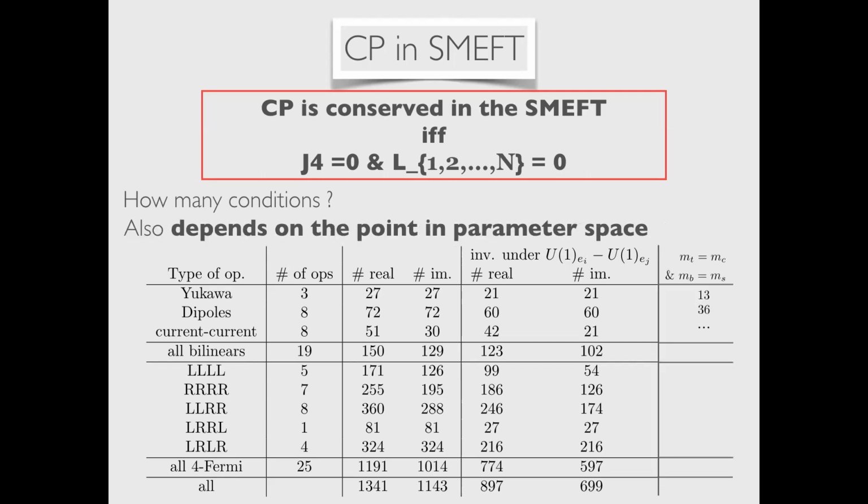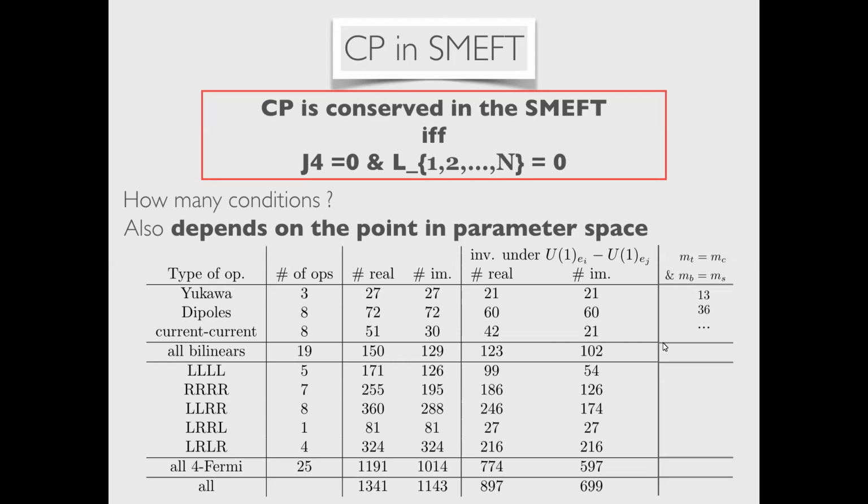And this question of counting physical parameters also depends on the precise point in parameter space. So for instance, for degenerate spectra in the quark sector, you lose some physical parameters at dimension 4, and again, you reduce the number of parameters that you can use to form invariants with the SMEFT coefficients. So if you go to this point in parameter space where the top and the charm and the bottom and the strange are degenerate in mass, then instead of 21 coefficients here, you will be down to 13 and so on.